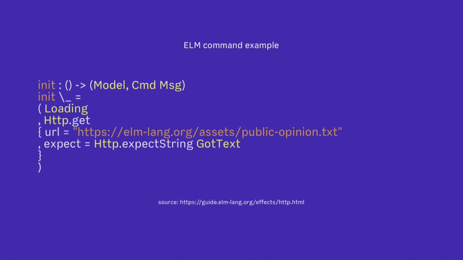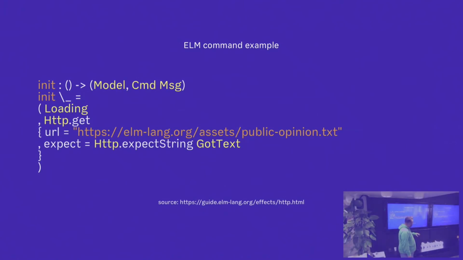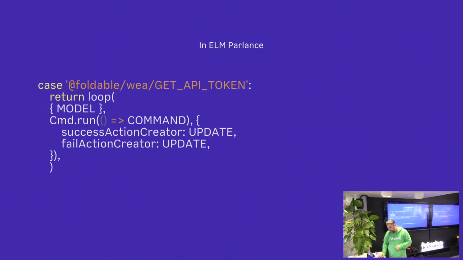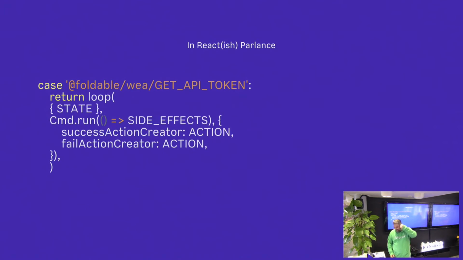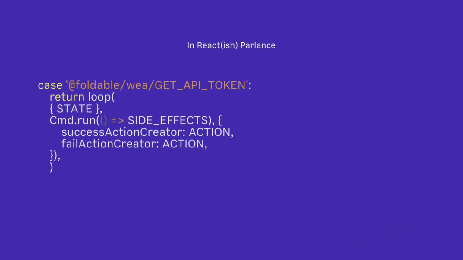So to just show how it might be used against an Elm example, and I'm not an expert with Elm, we have the model and we have the command message, and then we're passing in loading, and then we're getting async, the URL. So similar kind of idea, right? We're passing in the same things. We're passing in the state and the command that we're expecting. And if I take that example that I had before and change it to Elm parlance, we're basically passing in the model, and then we're running the command, and if it succeeds, we're updating, and if it fails, we update. And in React-ish parlance, we have the state, and we're basically running a side effect, and we're calling an action if it succeeds, or if it fails, it's an action.